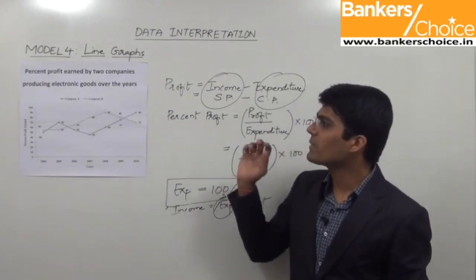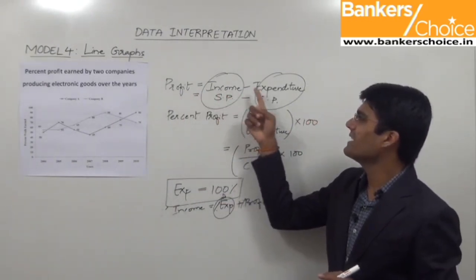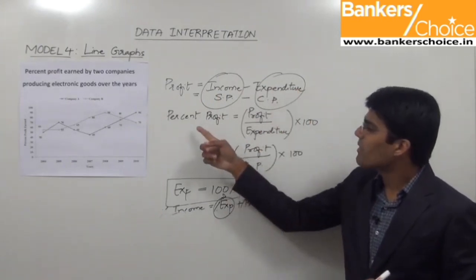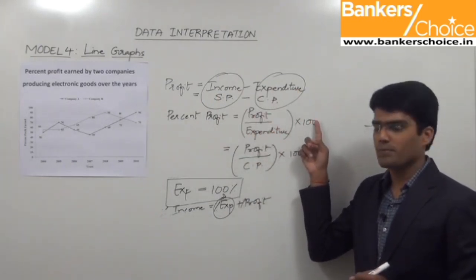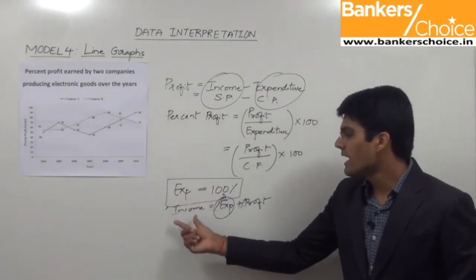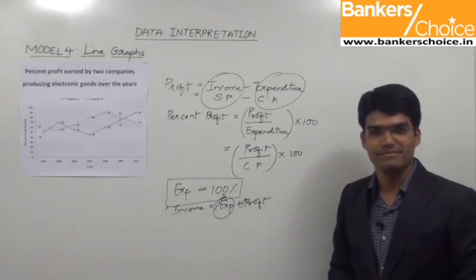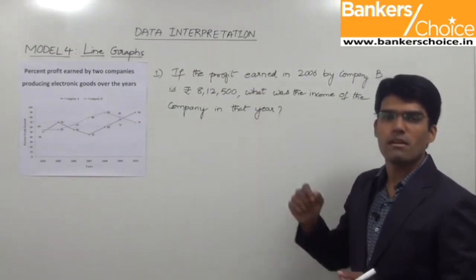Let us now take the various questions that have been asked with this graph. Remember, profit should be taken as income minus expenditure, and percentage profit is profit by expenditure into 100. And keep in mind that expenditure should always be taken as 100%, and percentage of income can be taken as 100% plus profit percent. Let us take the first question given along with this graph.